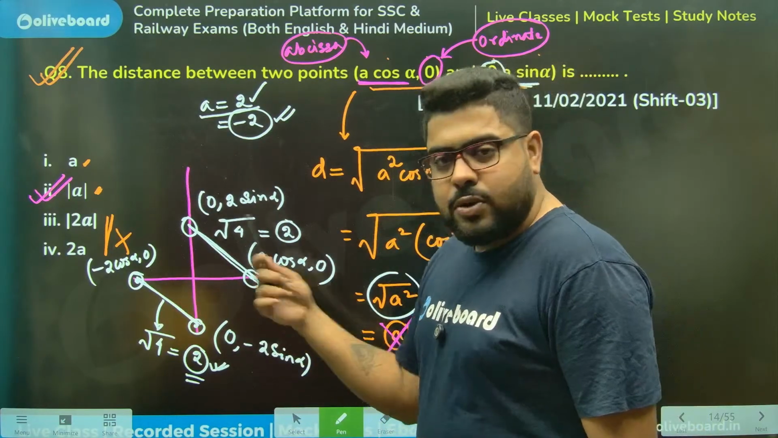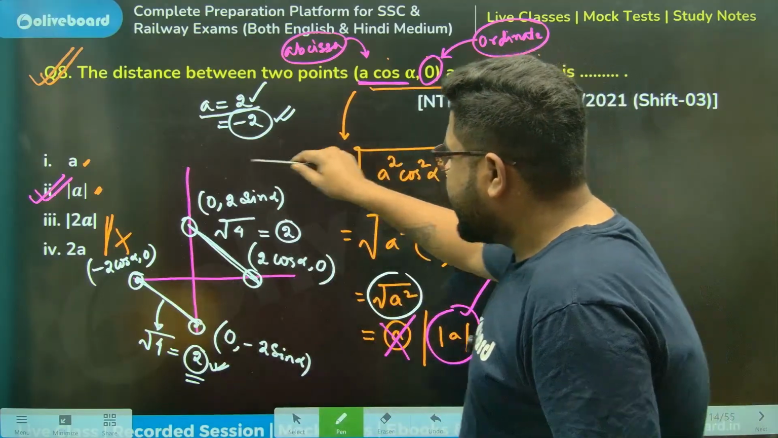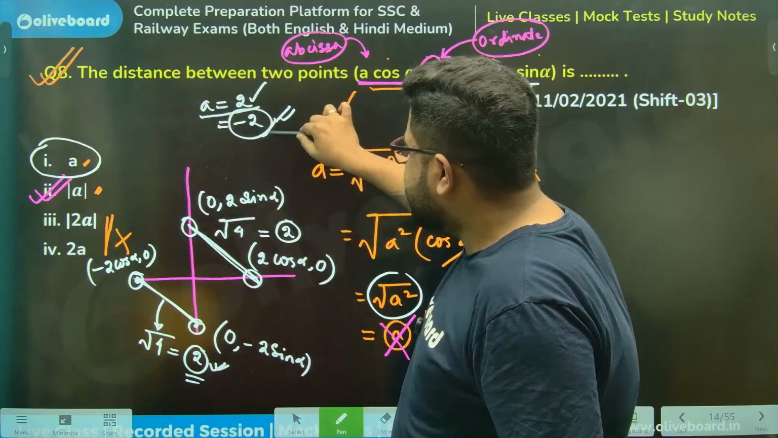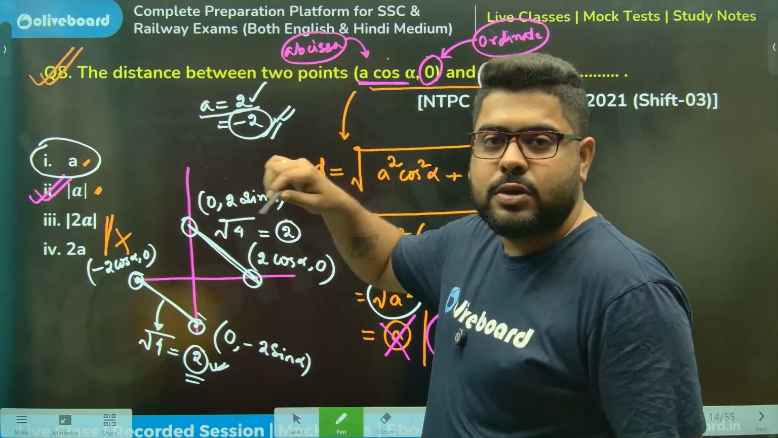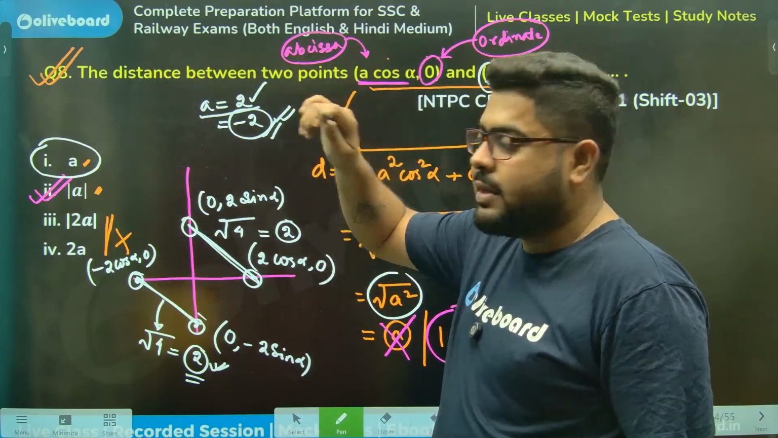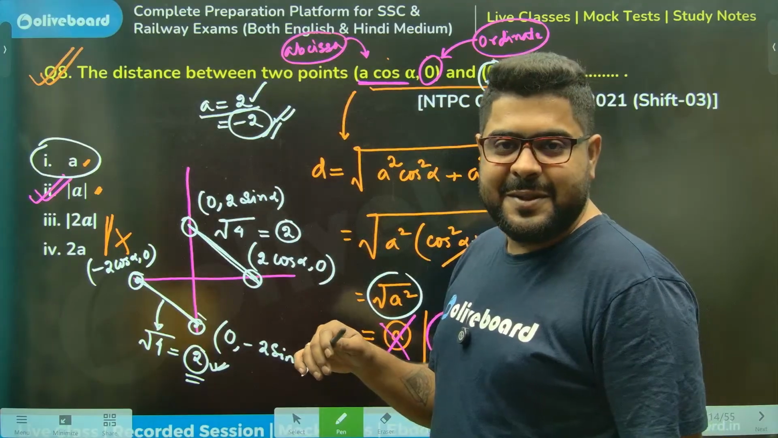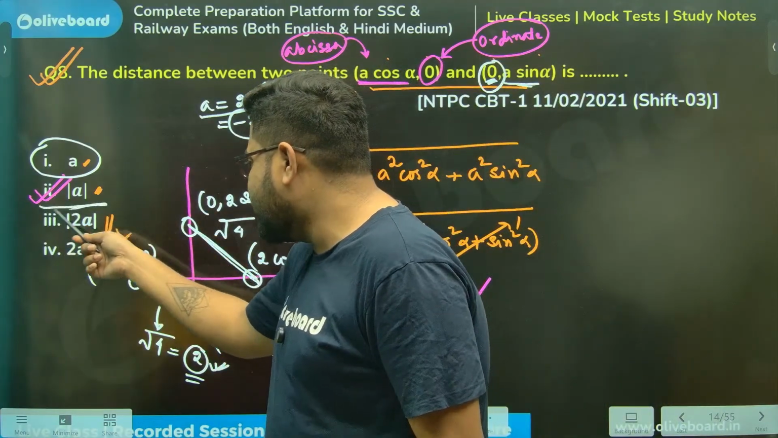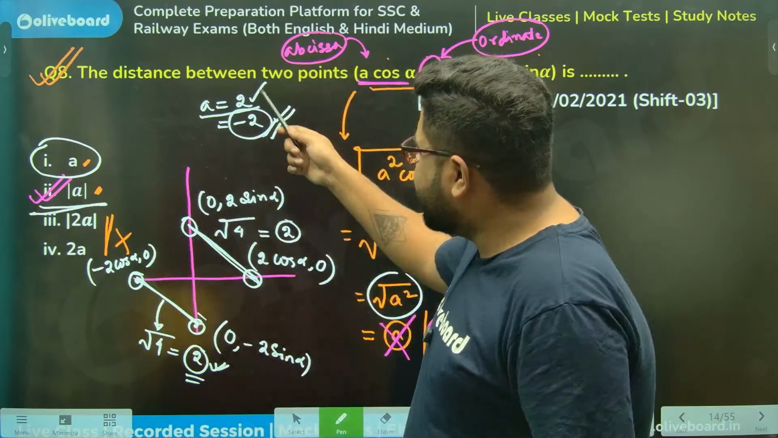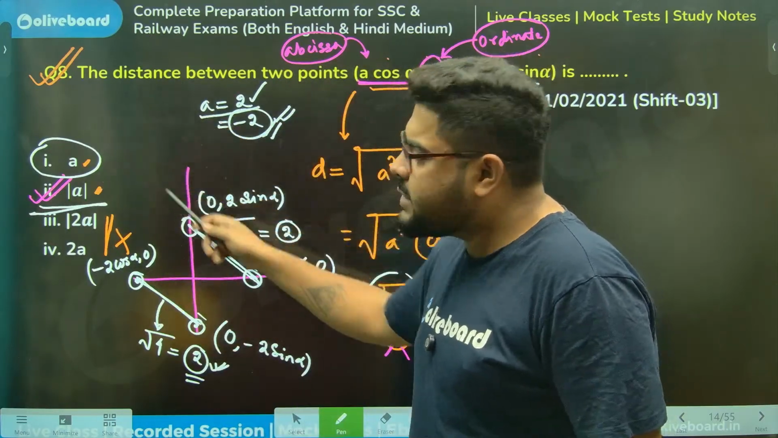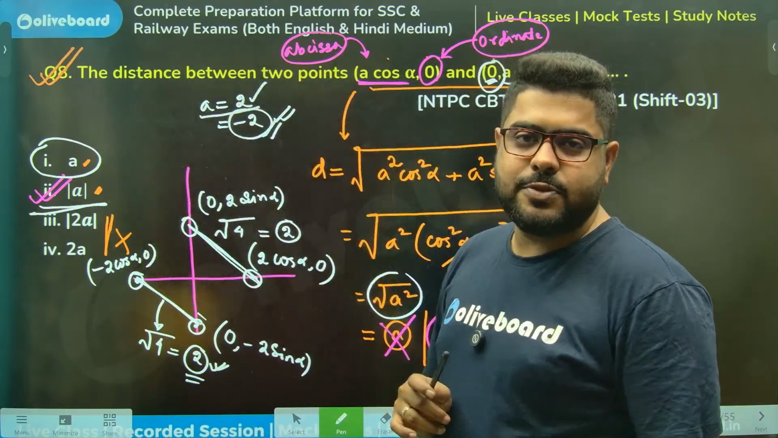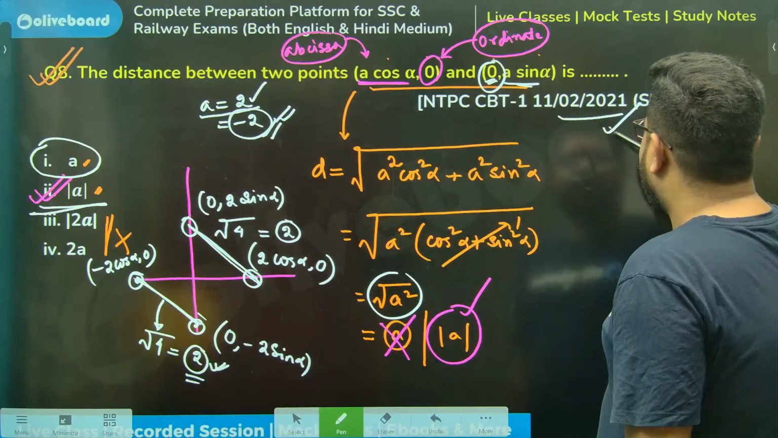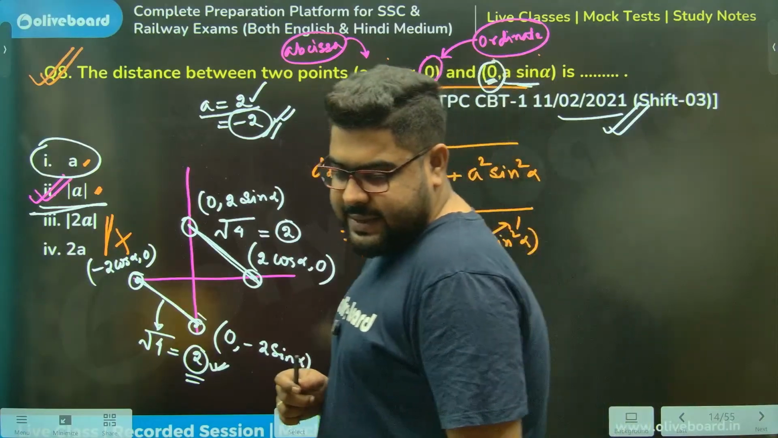But I don't know A. If I put A as the answer, then in case of minus, my distance would have been minus 2, which is like a big crime. You are writing distance as negative. So to be on the safe side, you should definitely mark modulus of A, meaning even if A is minus 2, your distance is modulus of minus 2, which is plus 2. Very good question asked in CBT 1 2021 NTPC.